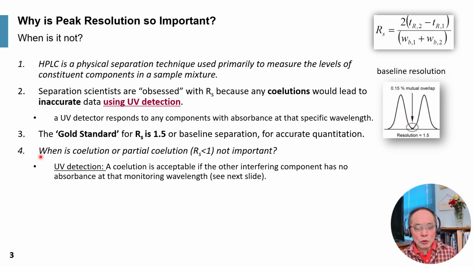Number 3, the gold standard of resolution is 1.5, which is called baseline resolution, leading to more accurate quantification for each peak. Number 4, when is coelution not important? There's one scenario, which we will illustrate in the case study in the next slide. Coelution is acceptable using UV detection if the interfering component has no absorbance at that monitoring wavelength.